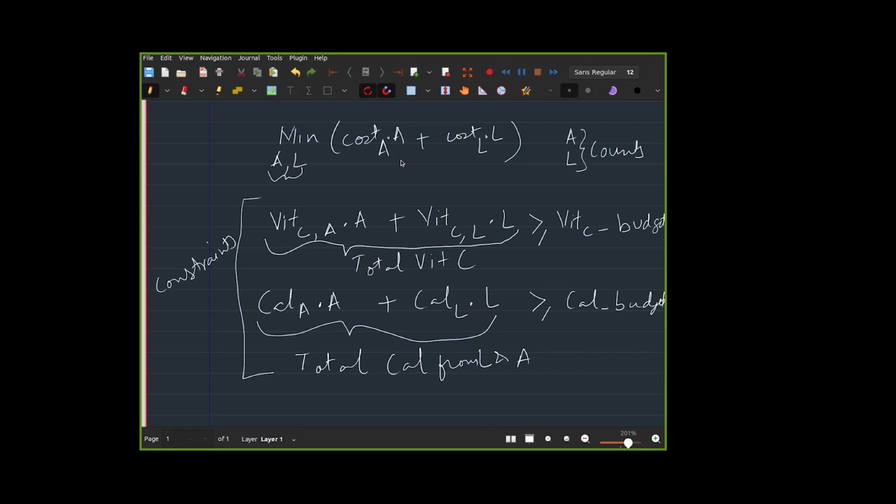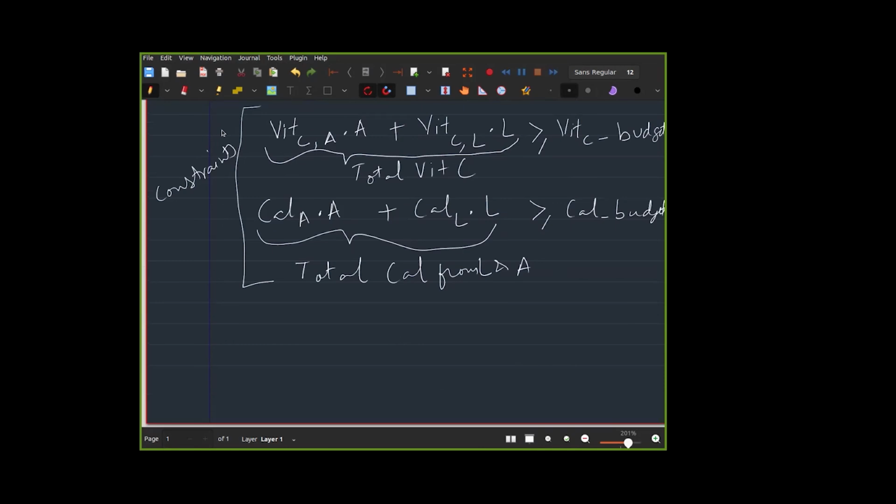But before I do that, for the moment, let's focus on the constraints. So what does a constraint look like, right? So let's start a new page. The constraint looks something like this: vitamin C in apple times A plus vitamin C in lemon times L is less than or equal to some budget B, right? Now, this A and this L are the optimization variables. We don't know them, we have to find them.